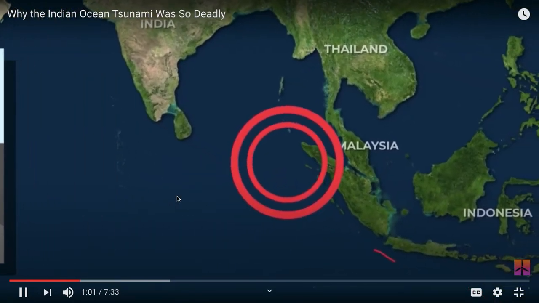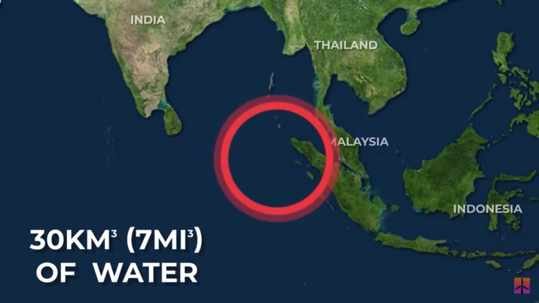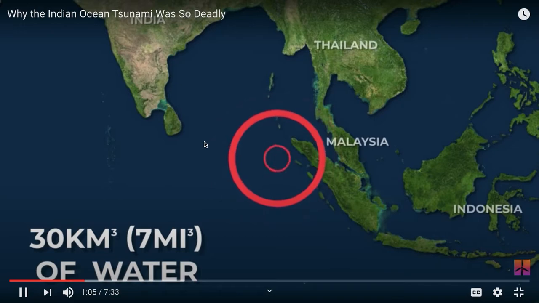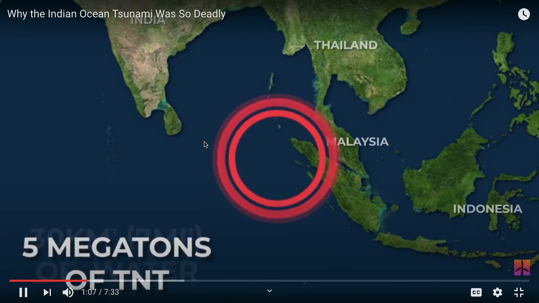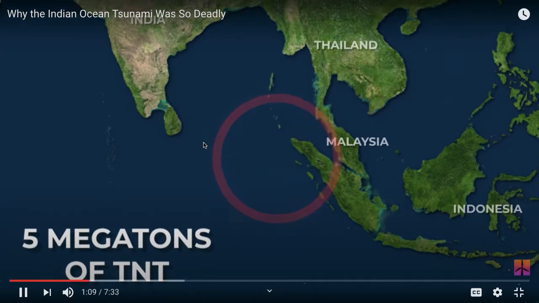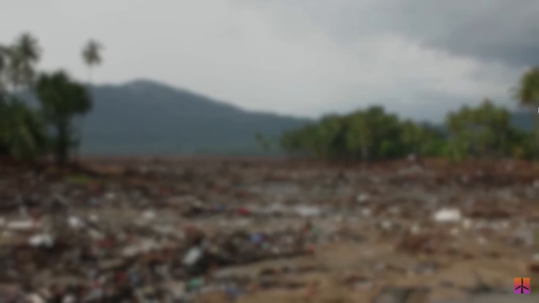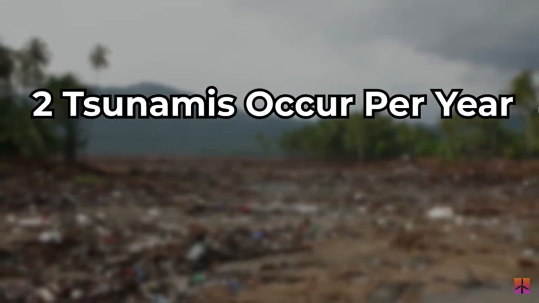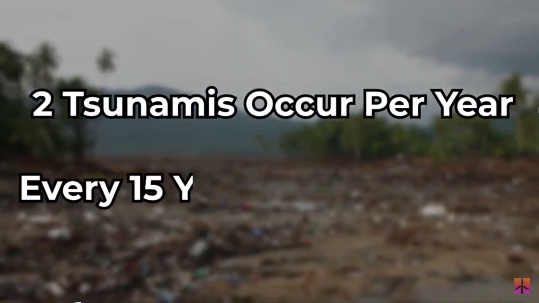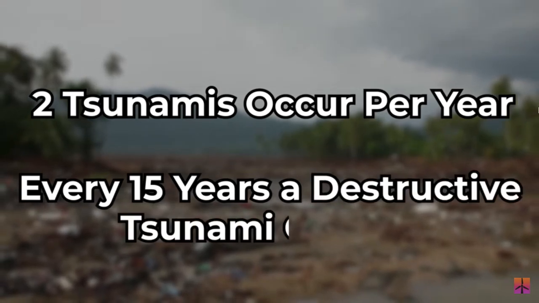This earthquake, which displaced an estimated 30 cubic kilometers of water, created waves with an energy equivalent of 5 megatons of TNT, which is more than twice the total explosive energy used during all of World War II. On average, 2 tsunamis occur per year, and approximately once every 15 years, a very large destructive tsunami strikes. You may be asking then, what made this particular earthquake and subsequent tsunami just so deadly, and how can this be prevented in the future?